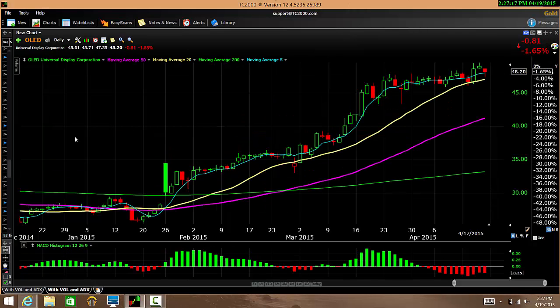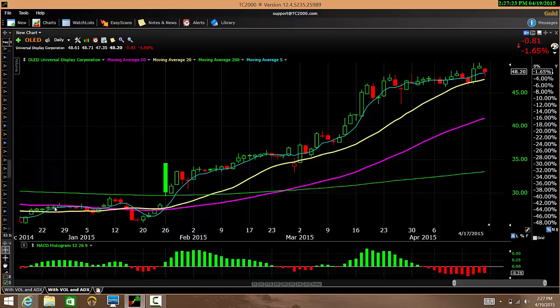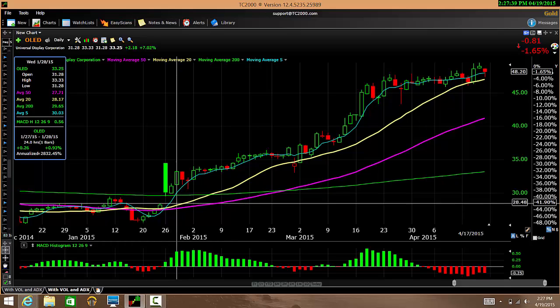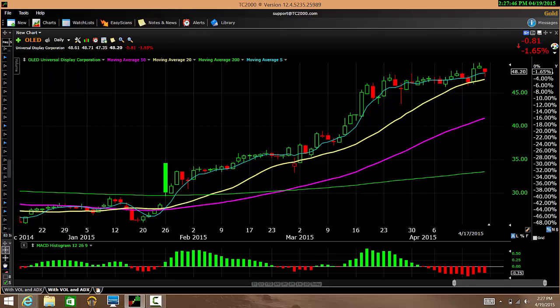Okay, and this is a daily chart of OLED. I get a buy signal here, but I don't take the trade because the 5-day moving average is below all of these lines. But I definitely keep it on a watch list and wait for the 5-day to break above all of these moving averages, which it does around here. So I would definitely take the trade here at 31.46-ish, around there. And as you can see, it is off to the races.